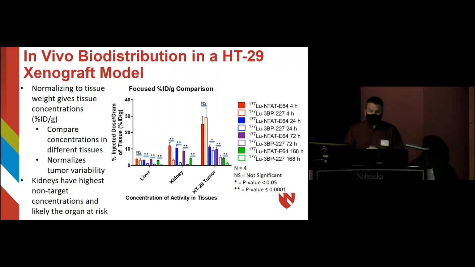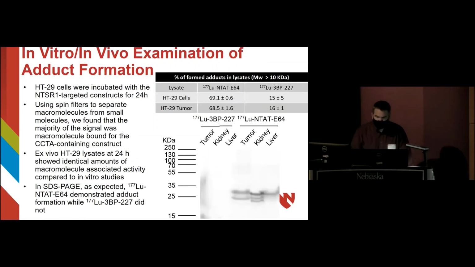But at any rate, what you see here is, from a concentration standpoint, that the kidneys have a much higher concentration than the liver. And so what you can take from that is that the kidneys, if we're going to use NTAT, is most likely going to be our organ at risk. The tumors have the highest overall uptake, and as you go through time, through 24 hours, you can start seeing significant differences. At 72 hours, you see a twofold difference in retention. By 168 hours, you're seeing a threefold difference in retention.